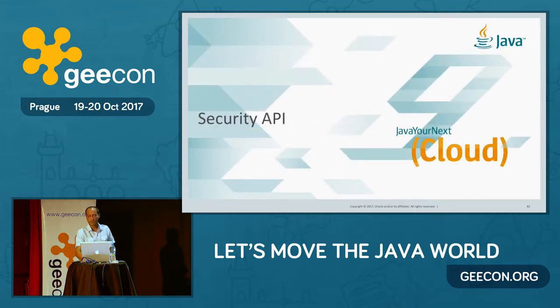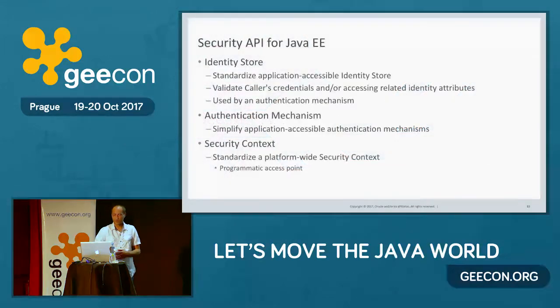Security API, I will go quickly through this. Security API for Java EE is a new thing in EE 8. It defines three key areas: identity store, authentication mechanism, and security context.